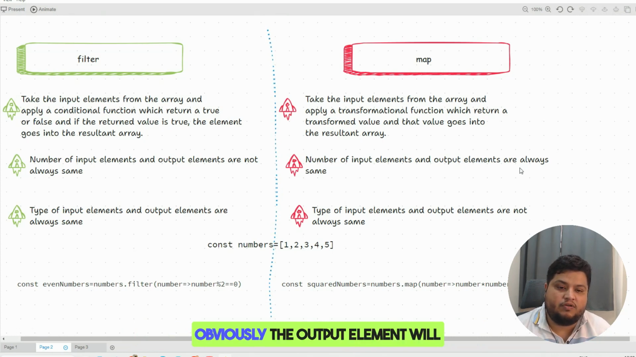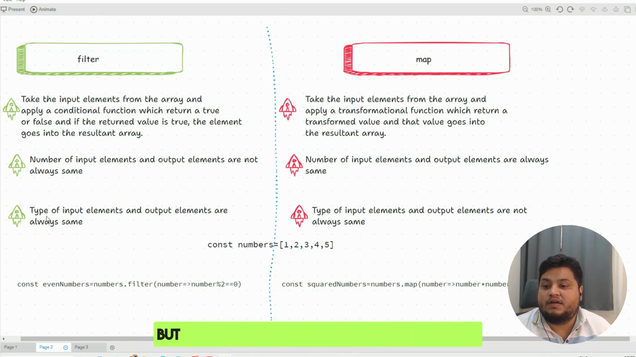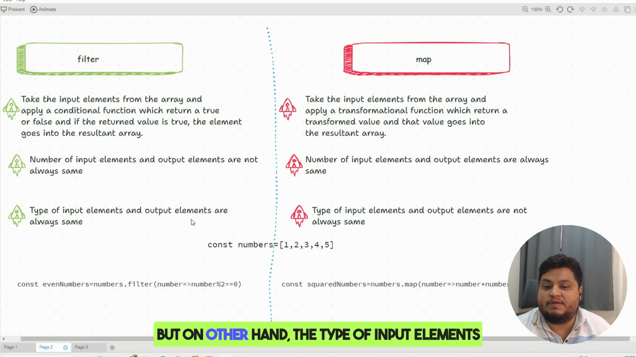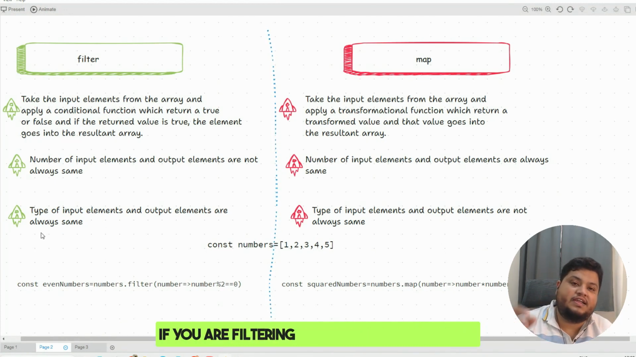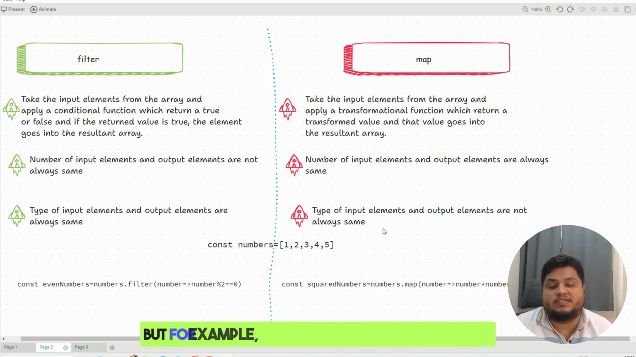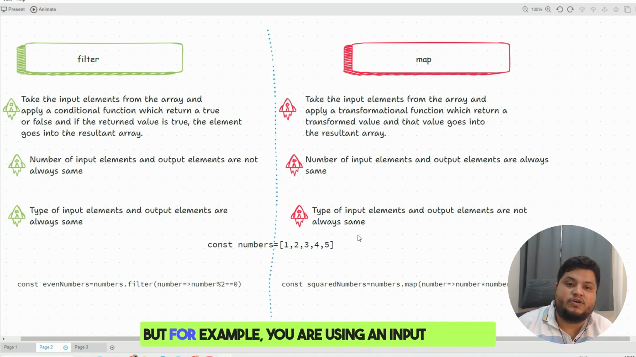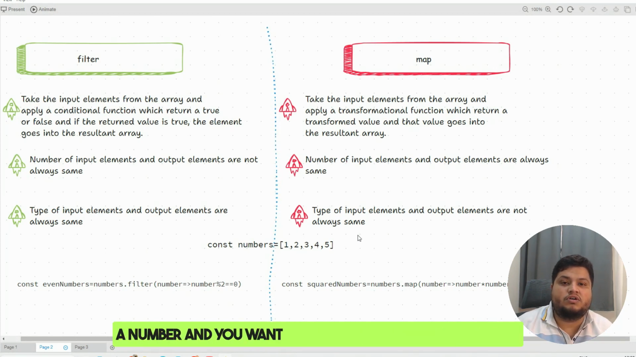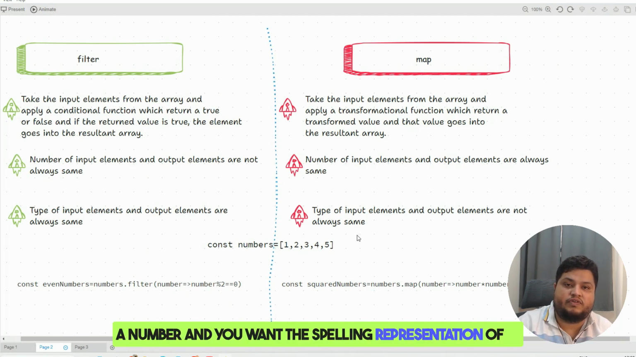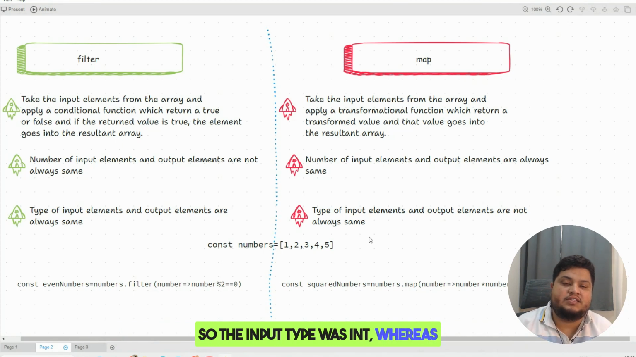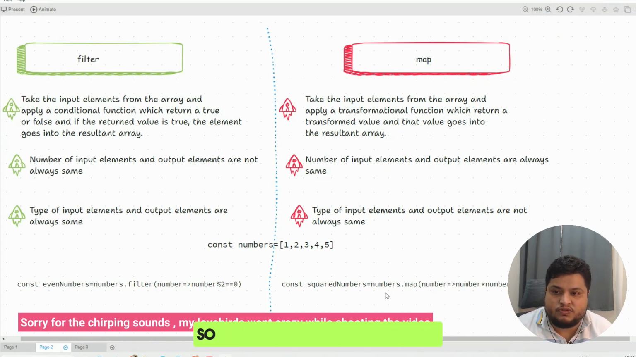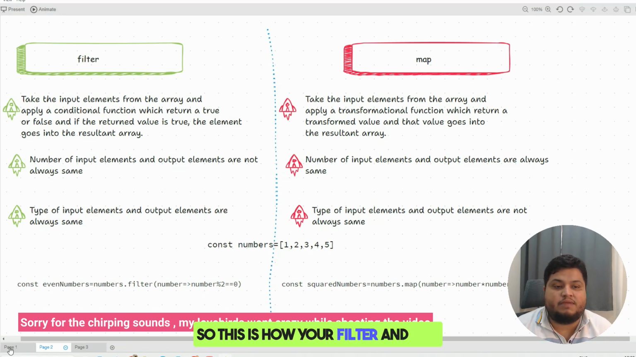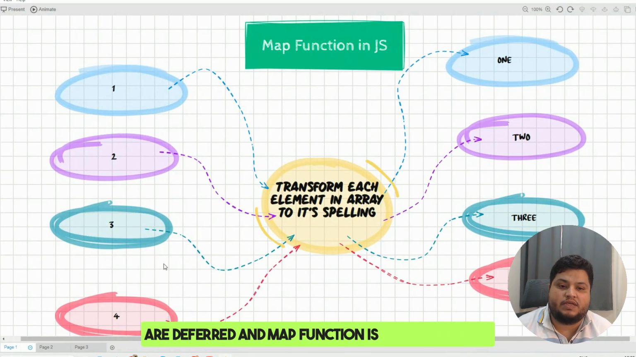On the other hand, the type of input elements and output elements are always the same in filter, because if you are filtering an array of numbers, the output array will also be of numbers. But for example, you are using an input array of numbers and you want the spelling representation of it. So the input type was int, whereas the output type is a string now. And you can see I have given a simple example here. So this is how filter and map differ, and the map function is very important.